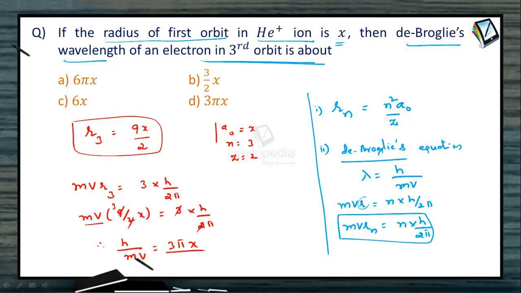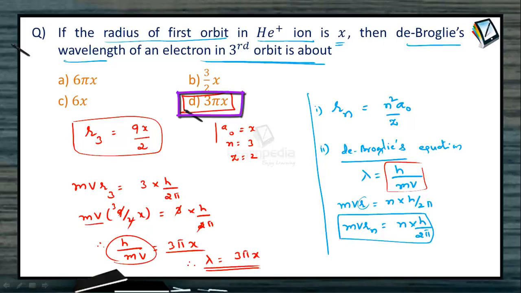But what is this h by mv? That is, from here we have lambda. Therefore, the de Broglie's wavelength lambda is equal to, how much is coming out? 3 pi x. So do we have this lambda is equal to 3 pi x among the answers? So here is the D, which is the right option. So here we are using de Broglie's concept as well as radius of nth orbit for hydrogen-like species. So here is the helium ion with one electron outside the nucleus, hence the concept can be applied.